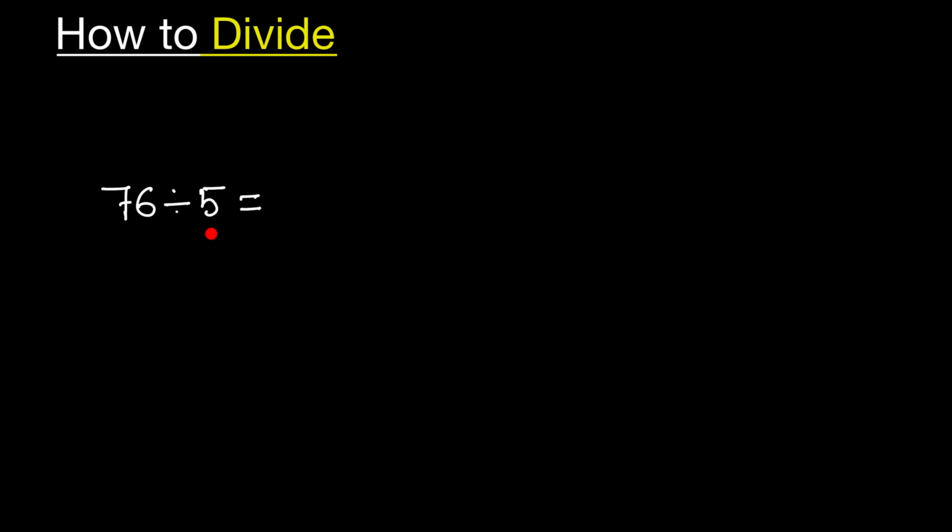Let's learn how to divide the number 76 by 5 using the long division method. Consider the first digit 7. We know that 5 times 1 is equal to 5. Subtract, we get 2. Now this 2 is less than 5. That is why we will bring down this 6 here.